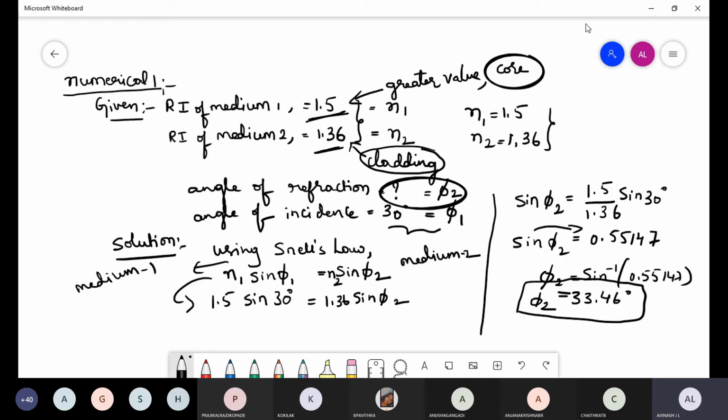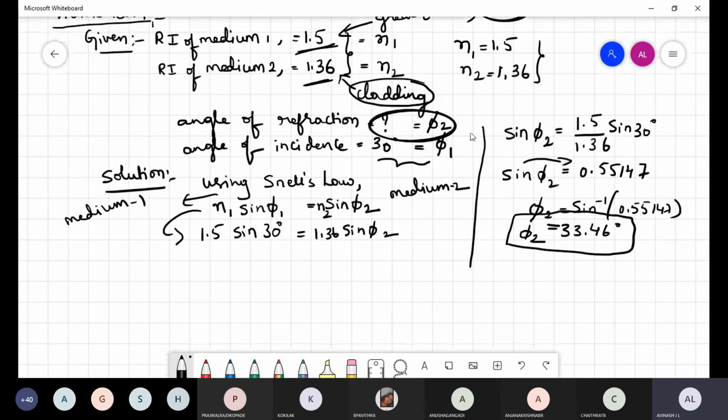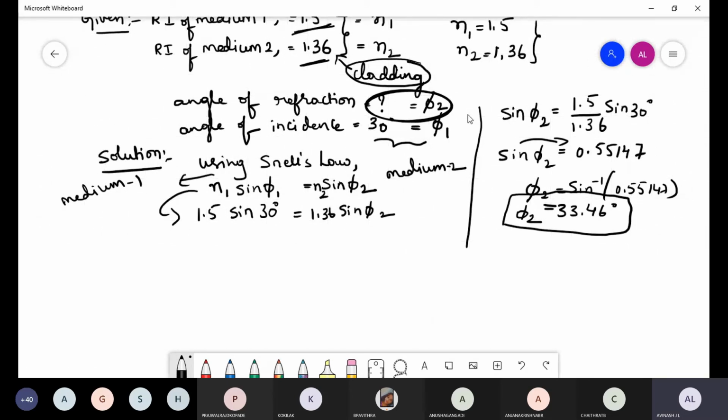So this phi 2 we have found out. This phi 2 is termed as angle of refraction, because Snell's law is given for that only. So I can say therefore, the angle of refraction is 33.46 degrees.